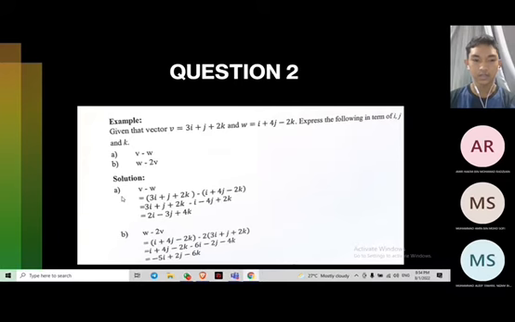Yang B pula, W tolak 2V sama dengan dalam kurungan I tambah 4J tolak 2K tolak 2 dalam kurungan 3I tambah J tambah 2K sama dengan I tambah 4J tolak 2K tolak 6I tolak 2J tolak 4K. Dapat jawapan negatif 5I tambah 2J tolak 6K.